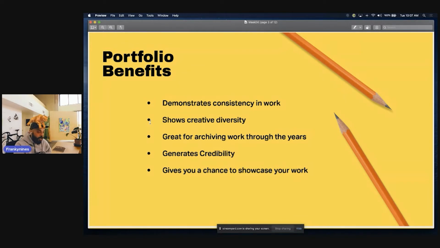Do you have a strong sense of animation or a strong sense of visual composition? How do you work with your colors? What is the diversity in your body of work? That again is something really important for showcasing to collectors, or showcasing to potential projects that you want to work on, and even just for you to see it yourself. And it's great for archiving work through the years.